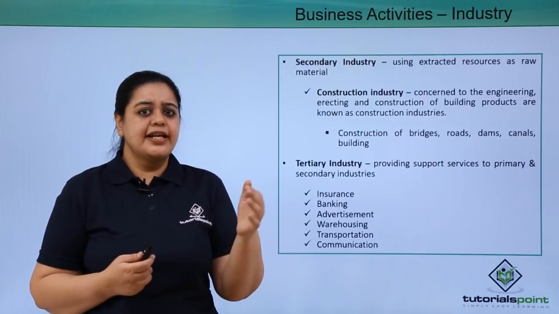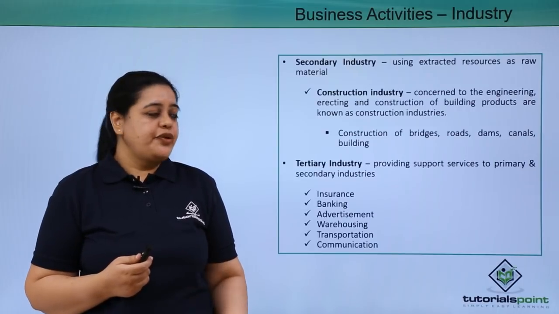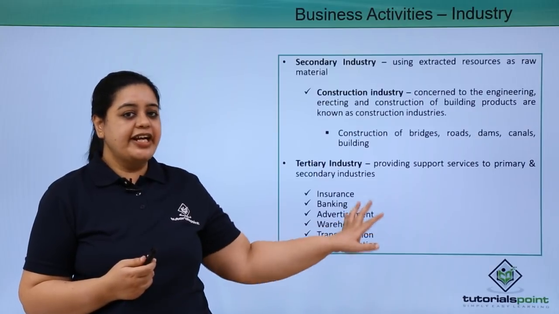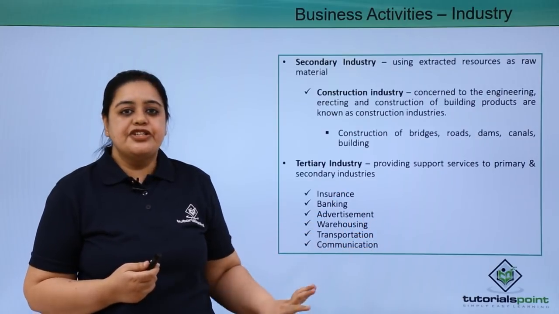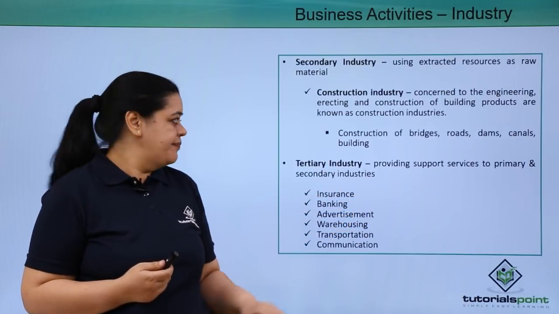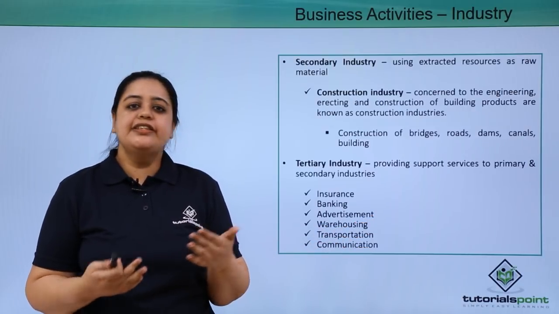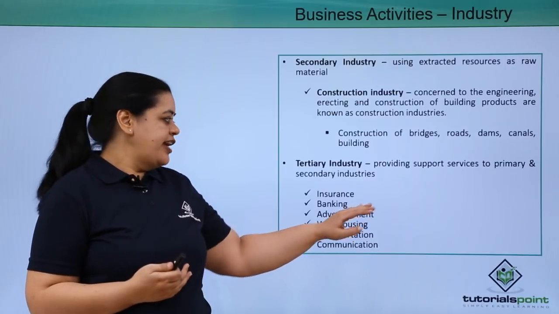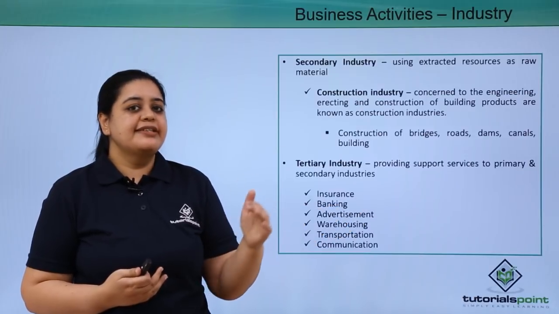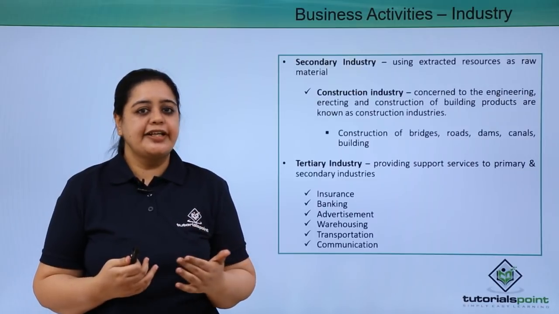Similarly, we already discussed that business risk is always involved and hence we need to take insurance. So when we are running any industry under the primary or the secondary industries, if we have any company, we will have to take insurance. So insurance companies would come under tertiary industry. Similarly, how would people come to know about your goods or services? Only through advertisement. So advertisement industry is a tertiary industry because it is providing support to the primary and the secondary industry. The same goes with warehousing, transporting and communication.